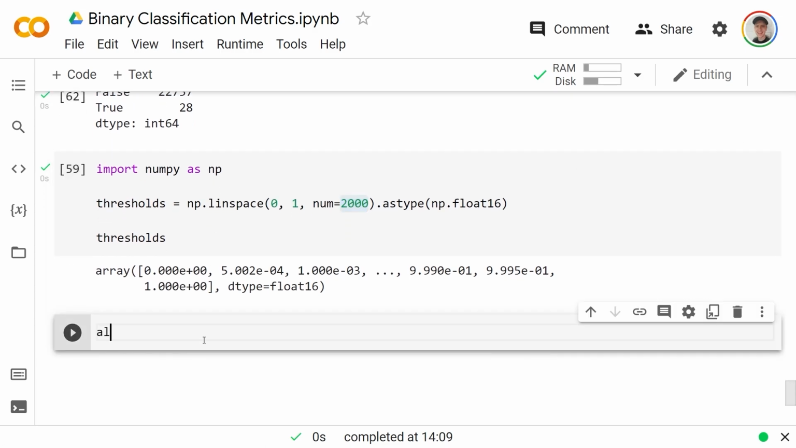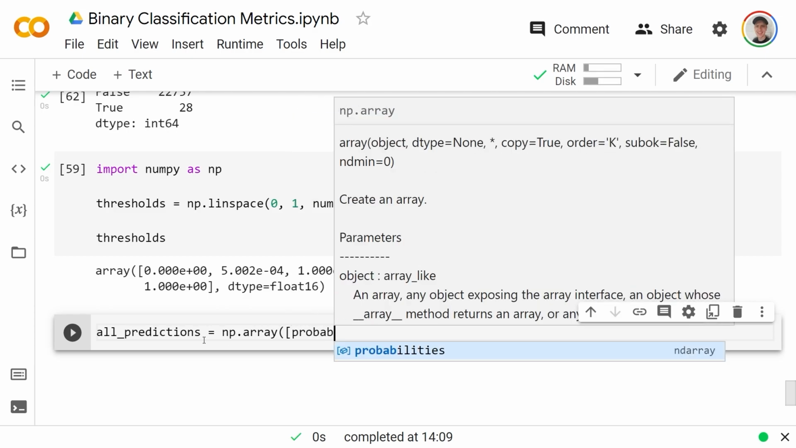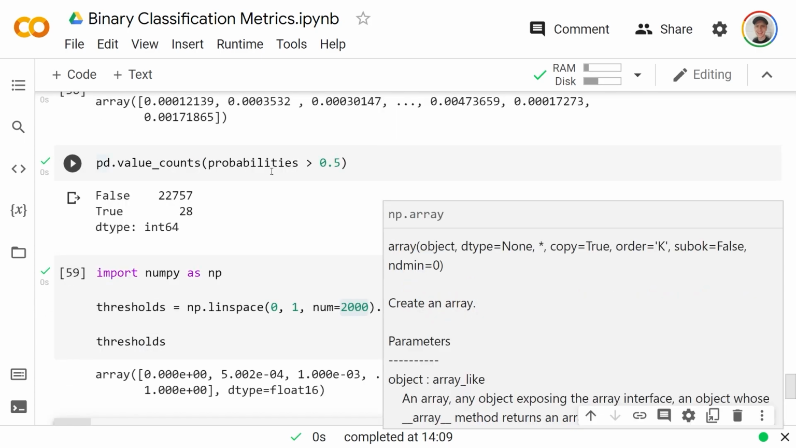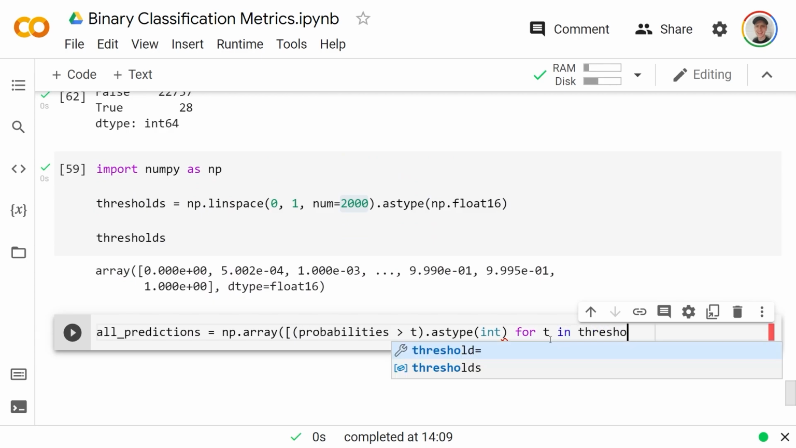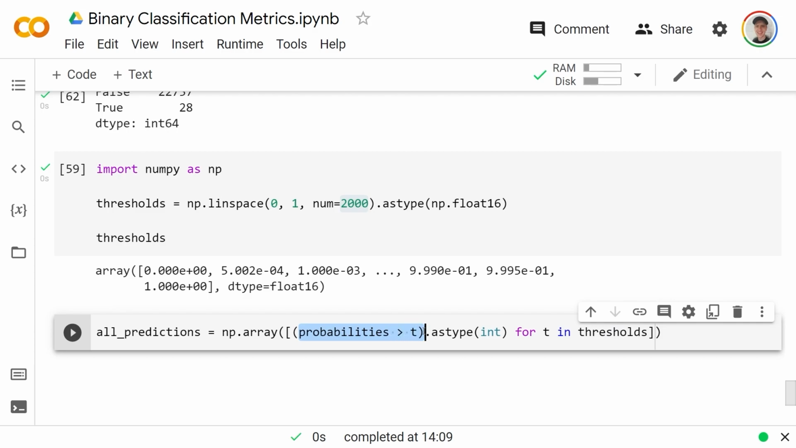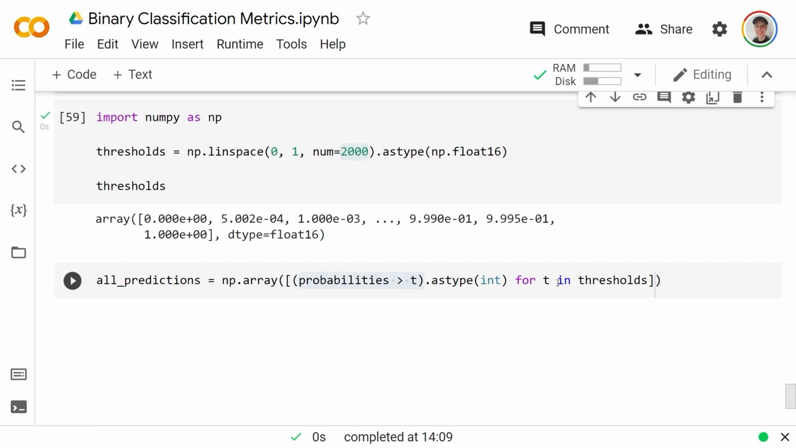So we'll make this variable called all_predictions, and we'll set that equal to the numpy.array of the list where we do probabilities, because those probabilities aren't going to change. It's just what we're going to do with them. So we'll do brackets of probabilities is greater than t, and then we'll do .astype of an integer instead of the trues and falses, for t in thresholds. Given all the thresholds, let's loop through those and calculate probabilities is greater than t, not the value counts, but just this vector right here, given that specific threshold.